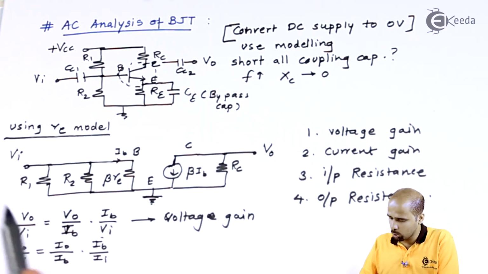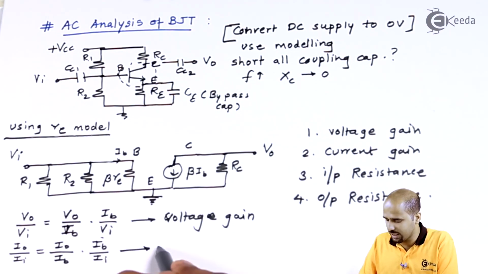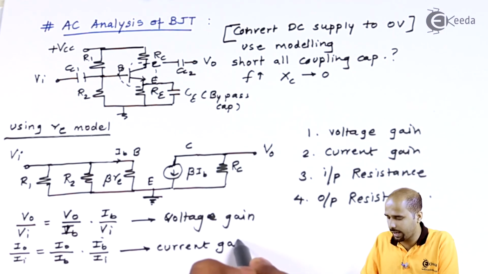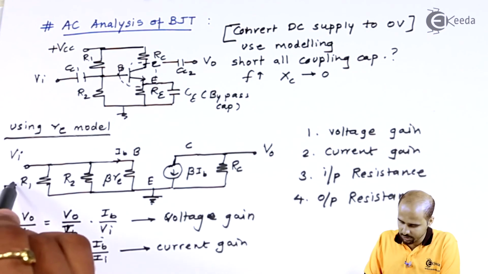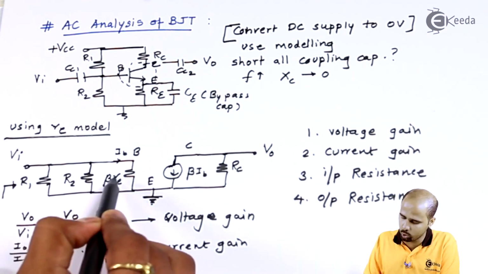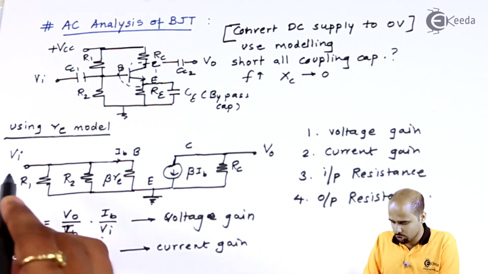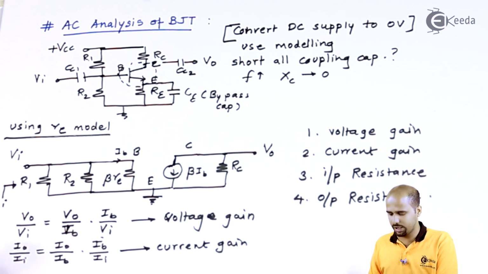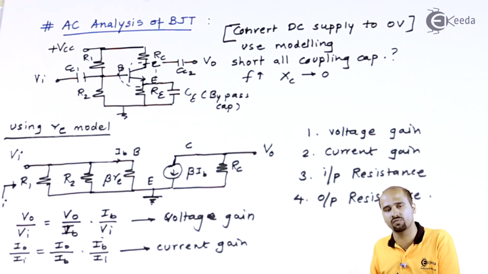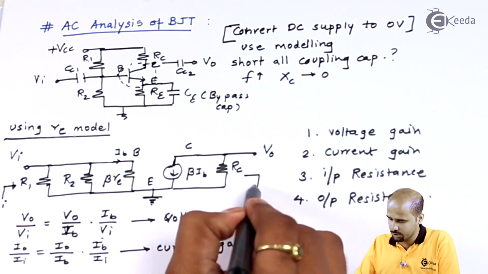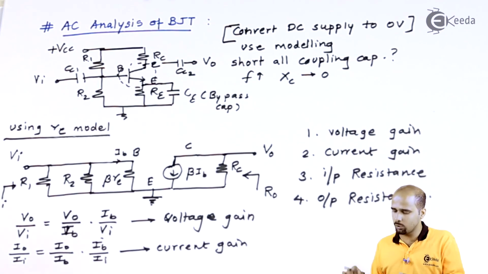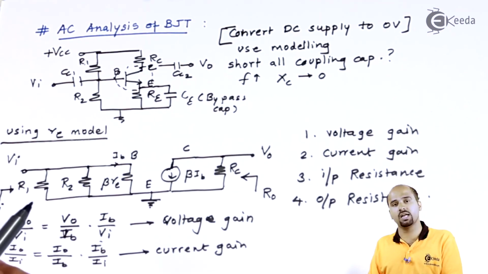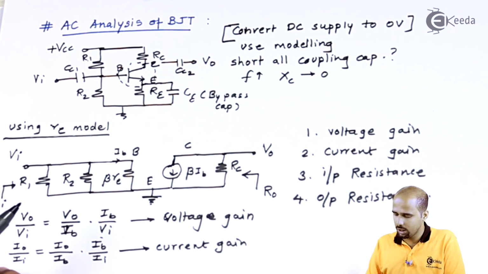Okay, so this is how you have to deal with each and every one of the 4 parameters from the exam point of view. As far as input resistance is concerned, just look at this particular side and you will see that R1, R2 and beta RE are connected in parallel, so you can easily write the value of Ri. Here at the output side, you can easily write the value of Ro. Okay, so this is how we deal with the AC analysis of BJT, right?